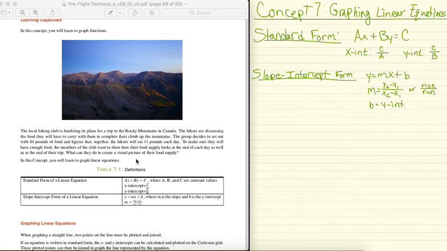So in the textbook it says, the local hiking club is finalizing its plans for a trip to the Rocky Mountains in Canada. The hikers are discussing the food they will have to carry with them to complete their climb up the mountains. The group decides to set out with 84 pounds of food and figures that together the hikers will eat 11 pounds each day. To make sure they will have enough food, the members of the club want to show what their food supply looks like at the end of each day, as well as at the end of their trip. What can they do to create a visual picture of their food supply? So eventually we're going to be taking a look at this problem later on.